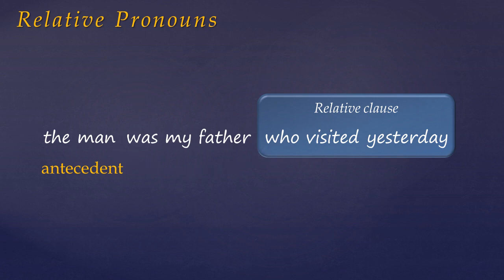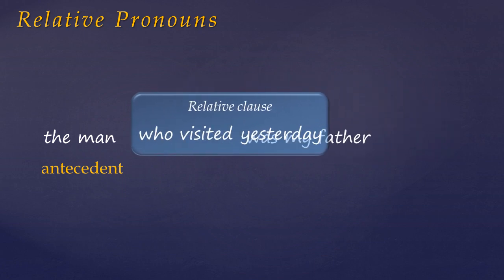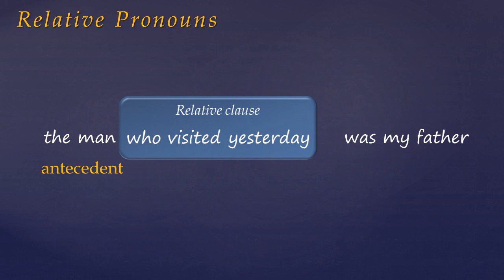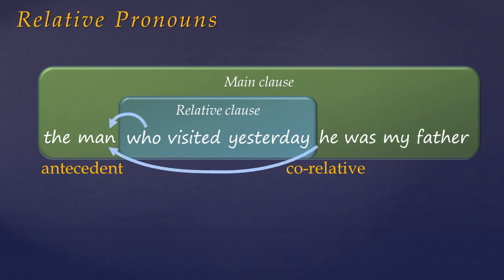Now, I've covered relative pronouns and clauses in other tutorials in some detail, so I'm only going to recap here. It's more usual in English to embed relative clauses, in which case the antecedent is immediately followed by the relative clause, and the rest of the sentence then follows. And we can also add a second pronoun to the main clause, and this pronoun is called a correlative. Notice that the relative and the correlative pronouns both reference or point back to the antecedent.